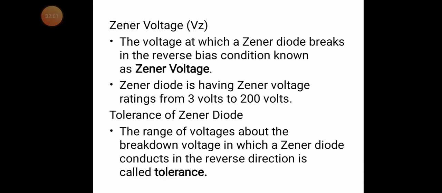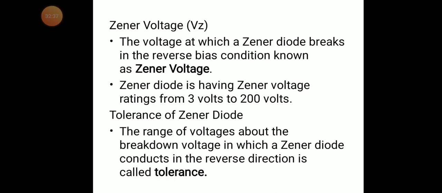The range of voltages about the breakdown voltage in which a Zener diode conducts in the reverse direction is called tolerance. We say that 7 volts is the Zener breakdown voltage, but practically we may have 7.5 or we may have 6.5 volts. So this range, 6.5 to 7.5, is called the tolerance of a particular Zener diode.